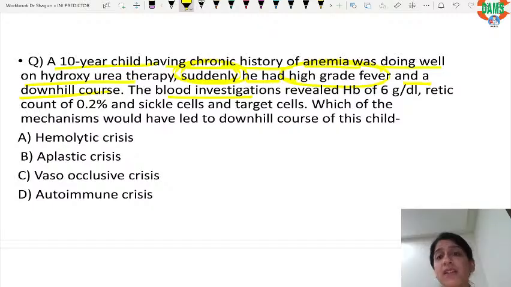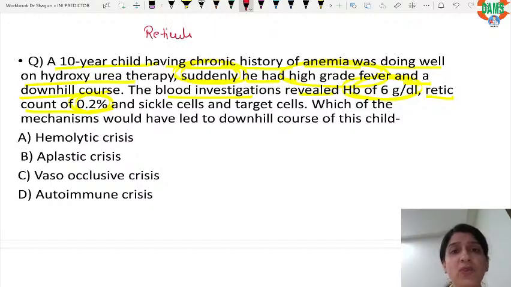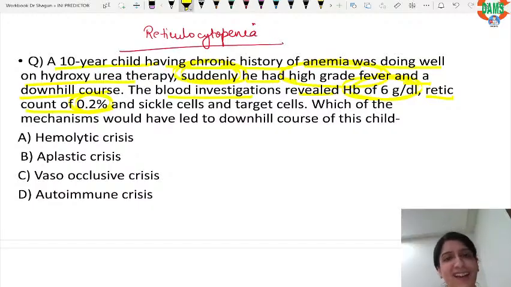The blood investigations reveal hemoglobin of 6 grams per deciliter and a retic count of 0.2%. I see reticulocytopenia here. Retic count is decreased here, and I see sickle cells and target cells. Which of the following mechanisms would have led to the downhill course?